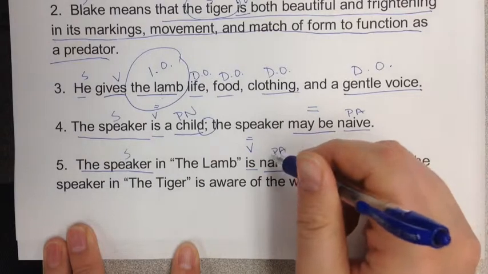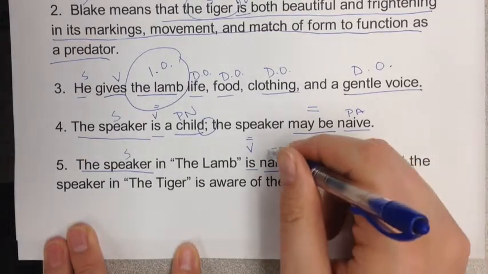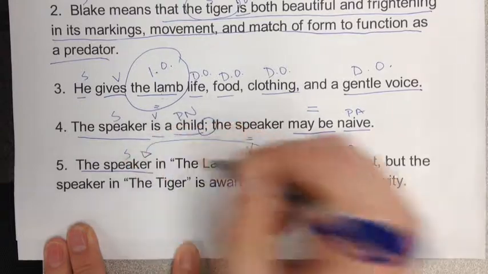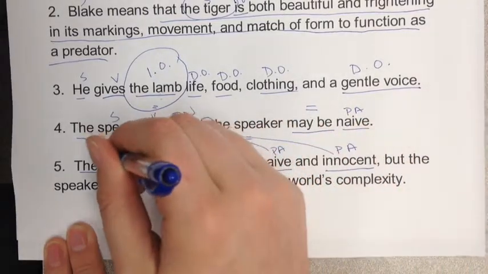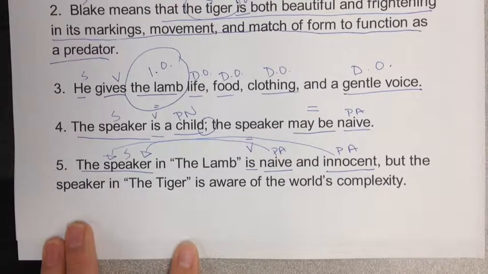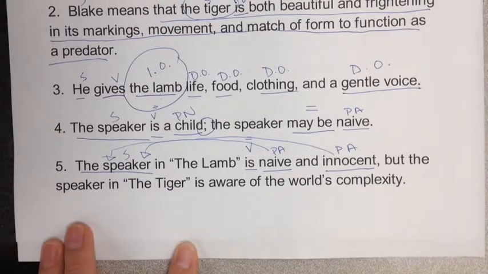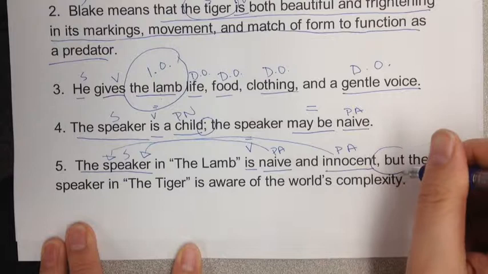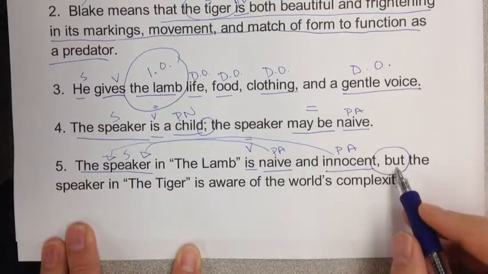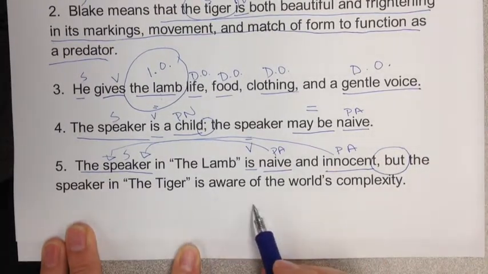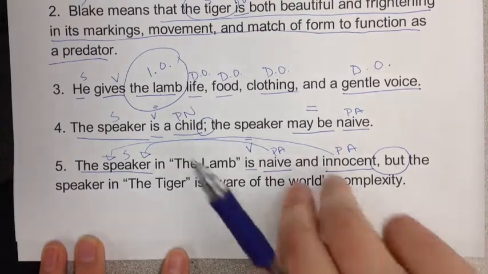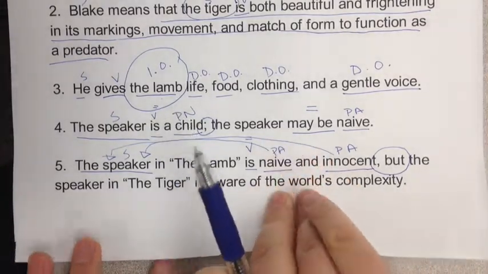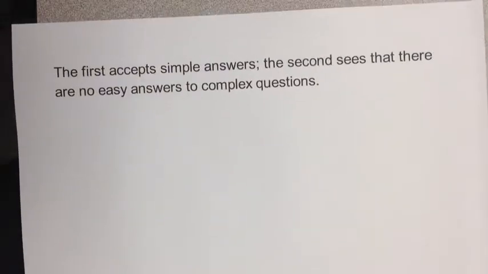And the reason it's called a linking verb is they link back to the subject. They don't describe anything near to them. They go all the way back here to the subject. That's why they're also called subject complements. And then this sentence is also compound because see right here I have a comma and a fanboys, but the speaker in the tiger is aware of the world's complexity. The question asked a little bit more than that, so here's like a final sentence that actually finishes the question. The first accepts simple answers, the second sees that there are no easy answers to complex questions.